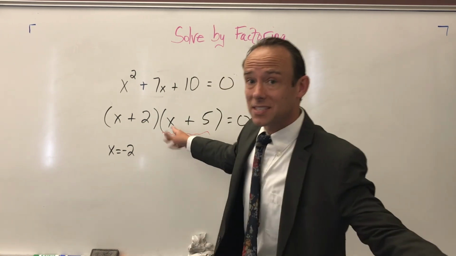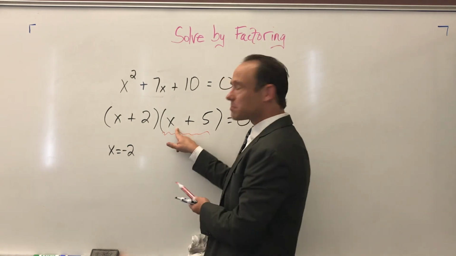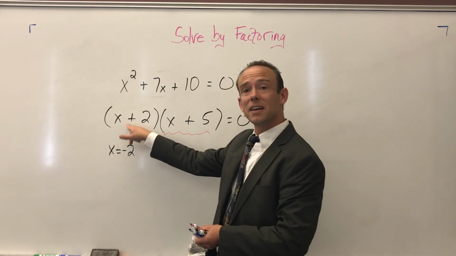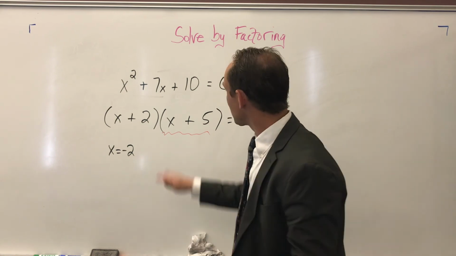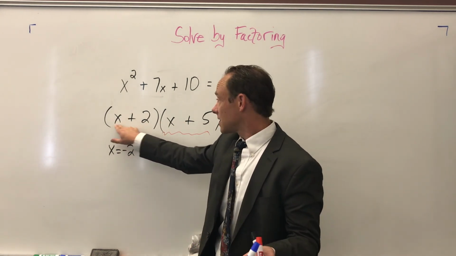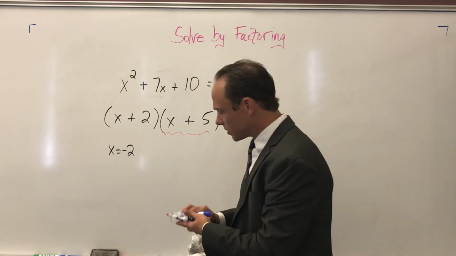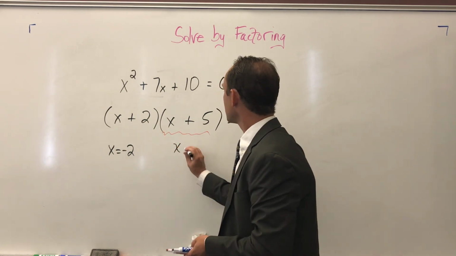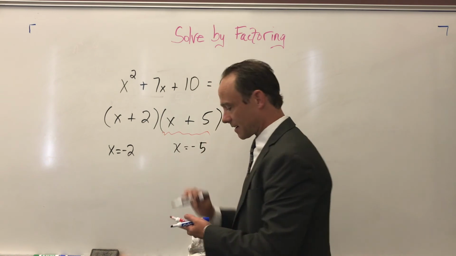Positive 5 makes this equal to 10. Right? If it's positive 5, it's 10 times 7. But if it's negative 5, it's 0 times negative 3. Right? Negative 5 times 3. And so here you get x is equal to negative 5.